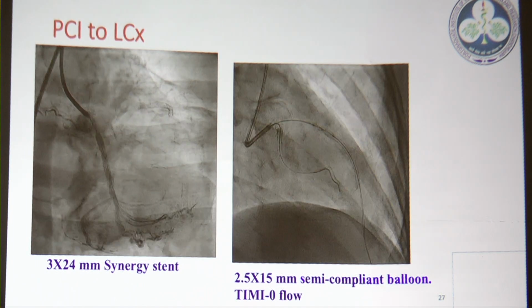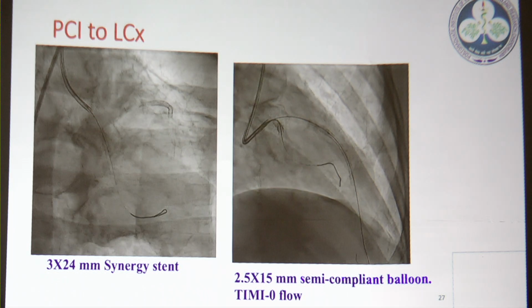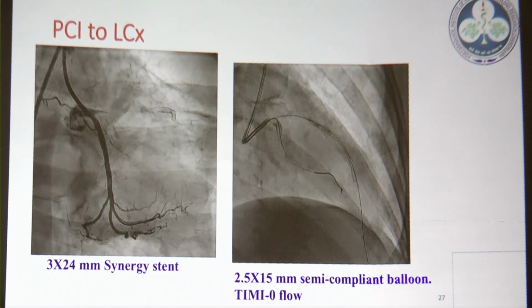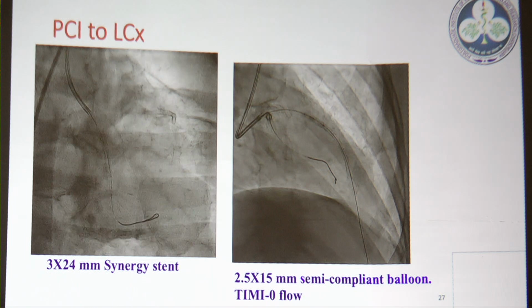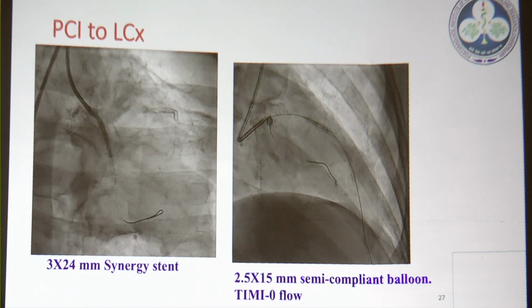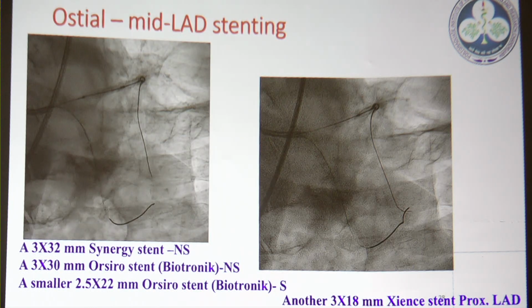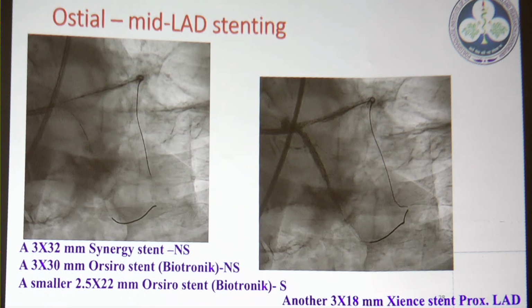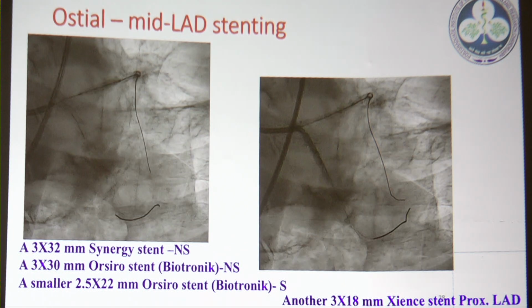A 3 x 24 millimeter stent, and then with the help of the microcatheter we could cross the LAD and dilate with a 2.5 millimeter balloon. And then we did try to put the stent just to restore the flow across the LAD. 3.5 x 32 Synergy not successful, 3.5 x 30 Osiro not successful. Then a small stent 2.5 x 22 could be deployed in the overlap segment over here, to be followed by a 3.5 x 38 stent in the proximal LAD, and the flow was achieved.